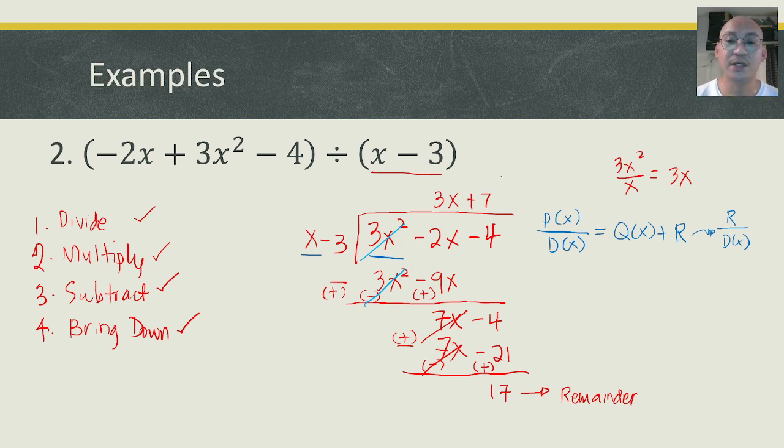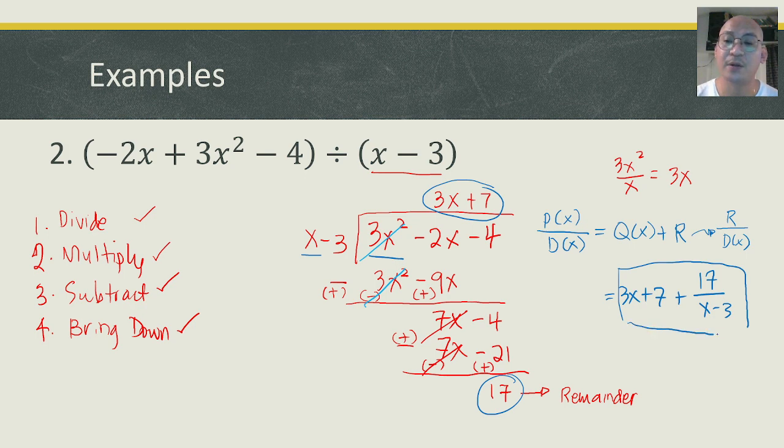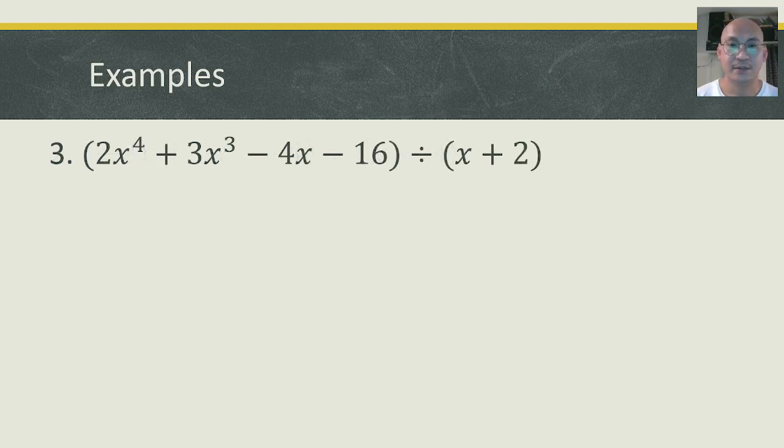So if we have the quotient, that is 3x plus 7. So we have here now 3x plus 7. Then add the remainder, which is 17. We have here now 17 divided by the divisor x minus 3, or over the divisor x minus 3. And this is now the proper way on how we're going to write the quotient of the given polynomial. Clear?